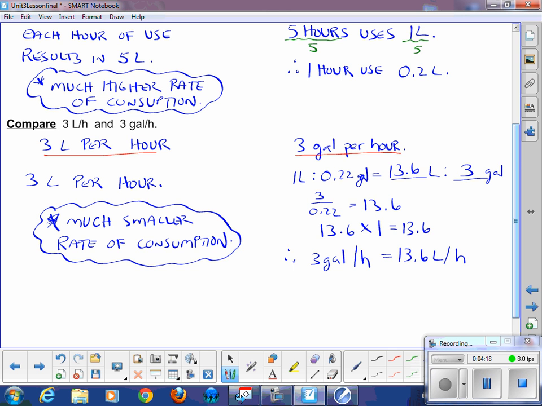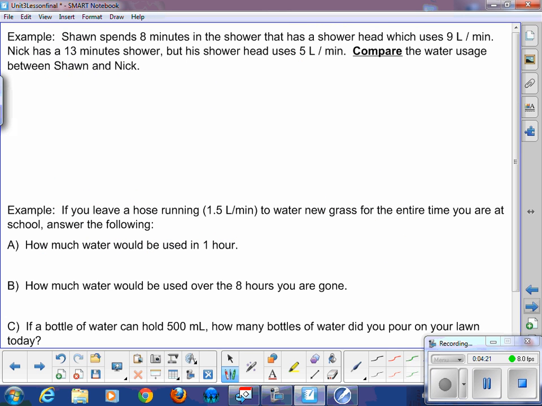I'll take care of some of the earlier questions you're going to deal with. The last part here is I have 2 examples. For the first one, Sean spends 8 minutes in the shower, and that shower has a head that uses 9 liters per minute. I'm going to break this apart right off the start. So Sean's time, T, is 8 minutes, and he's using 9 liters every minute.